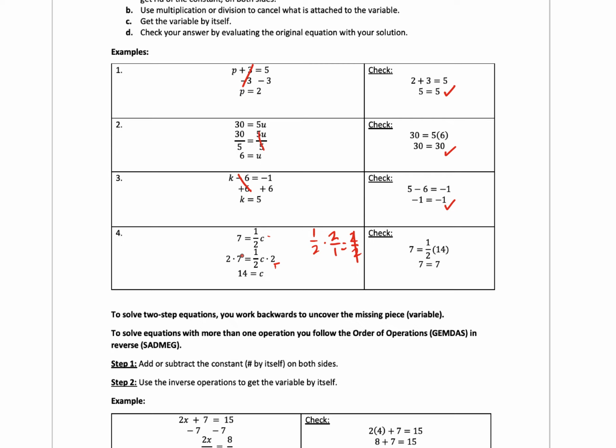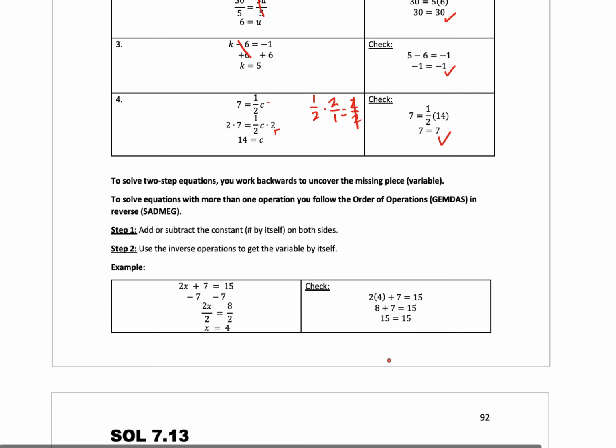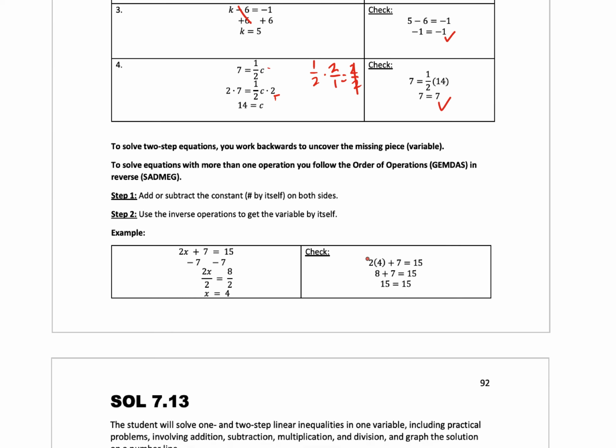On the other side, we have 2 times 7, which is 14. So 14 should be our answer. If we plug it in for c in that original problem, 1/2 times 14 gets us 7, which is a true statement. So c equals 14 was our correct answer. So that's for our one-step equations. Following two-step equations with that, it's the same idea. We're just looking for constants first, and then we use our multiplication and division.